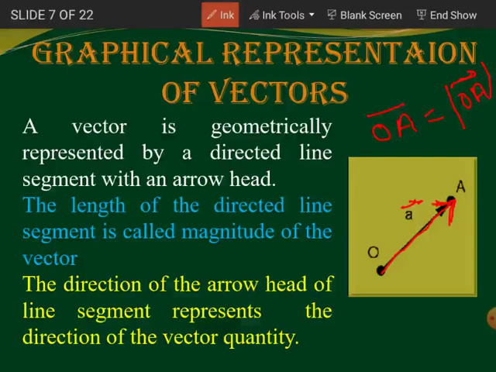And OA, if you are going to represent the vector A, then it is represented here as vector A like this. So a letter with one arrow above it will represent a vector quantity. If it is a vector quantity, it will have magnitude. Magnitude will be given by the length of this line segment, and the direction will be given by the arrowhead. Here in the diagram, it will be from O to A. That means it will be directed along like this.